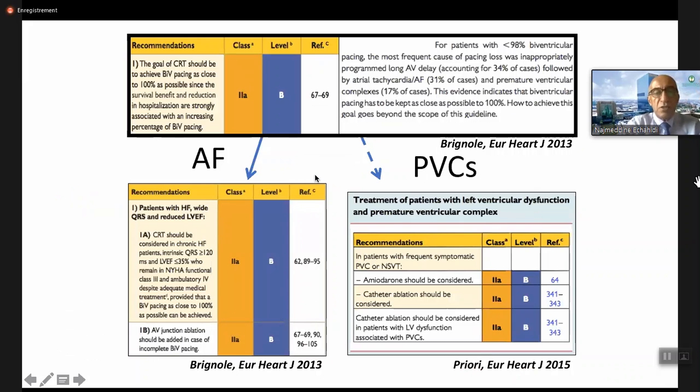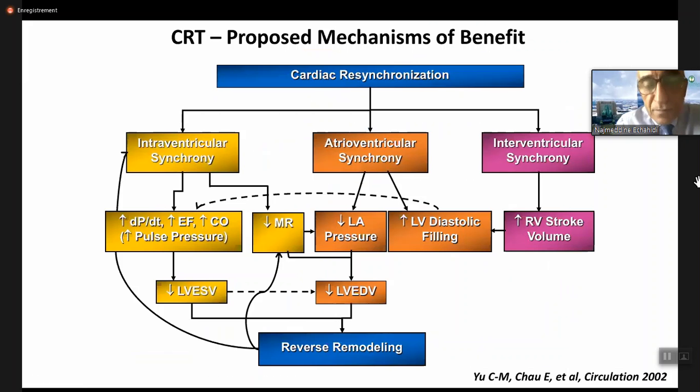Regarding this situation, either atrial fibrillation or PVCs, it is currently recommended in the guidelines in AF patients to ablate the AV node. It's a 2A indication. And to ablate PVCs or non-sustained ventricular tachycardia, it's a 2A indication as well.